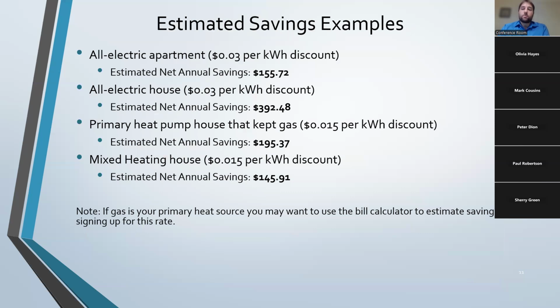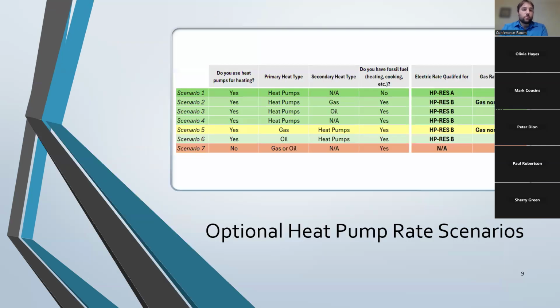Joe, there's another question. I think on your previous slide, why aren't water heaters included on the chart? Yeah, so I guess they're not included in so many words. The column I would refer to on this chart would be the fourth column, which says, do you have fossil fuel? And in parentheses, heating, cooking, etc. We could update it to say heating, cooking, water heating, etc. too. I think water heating would be included in that category.